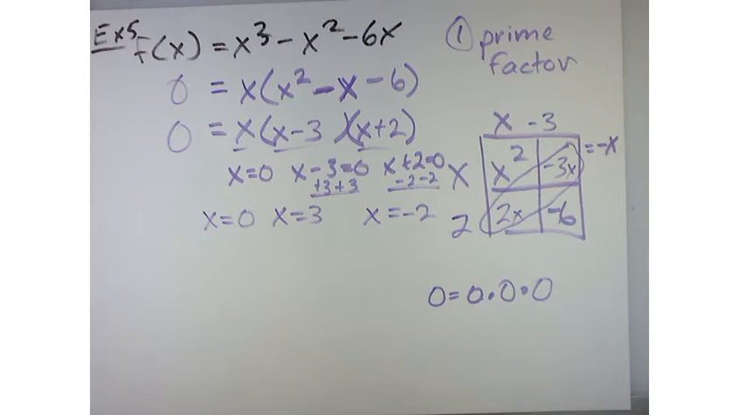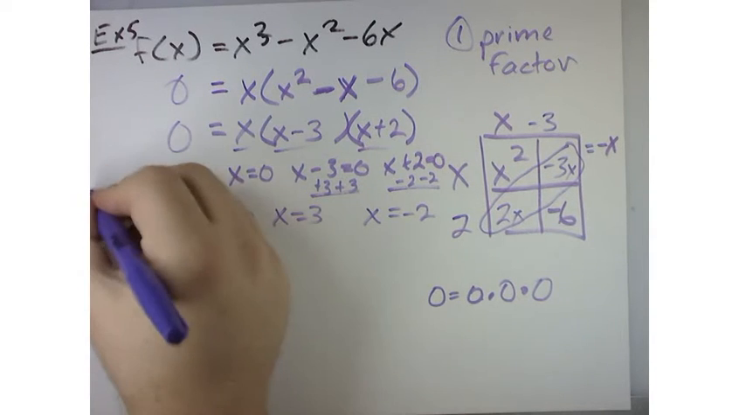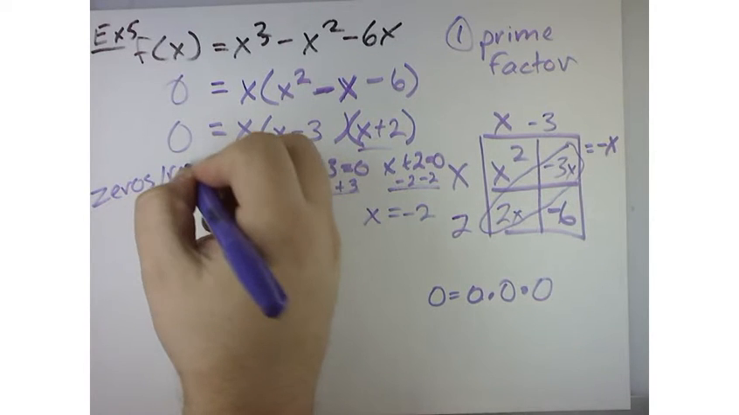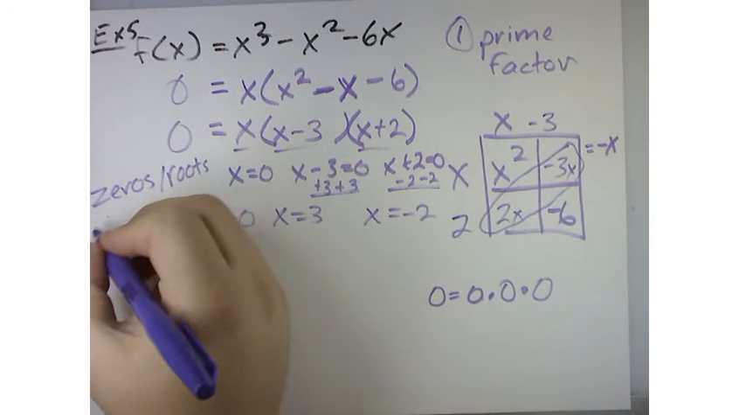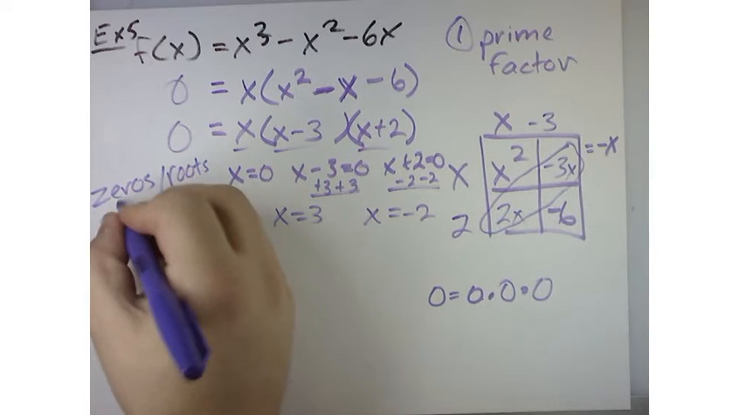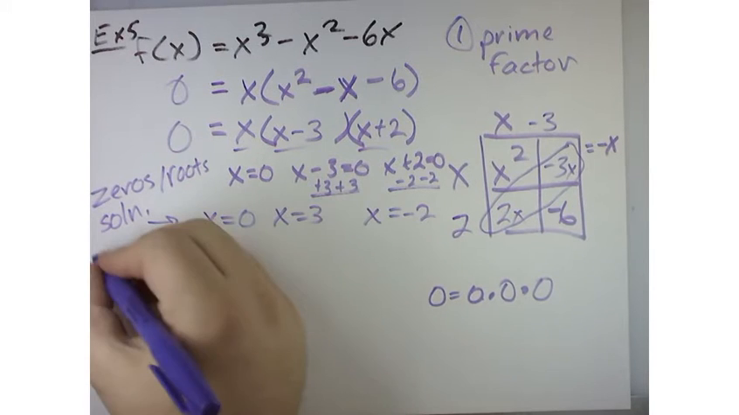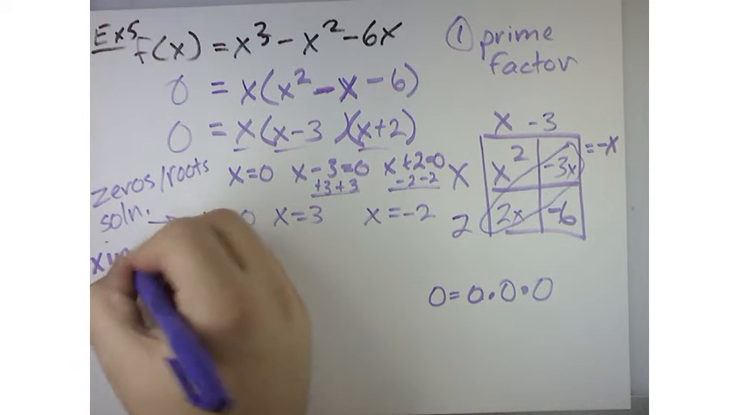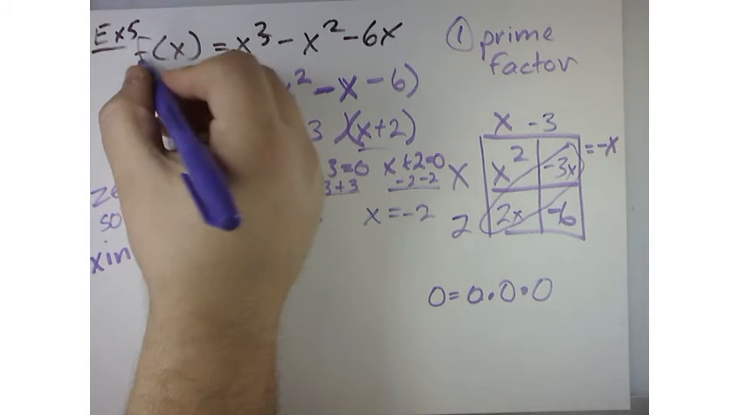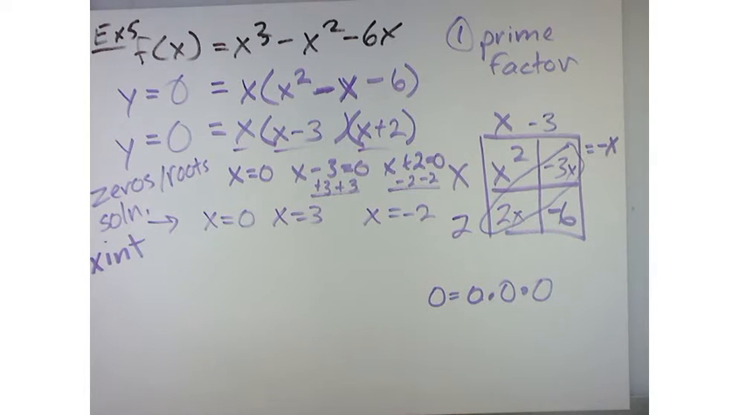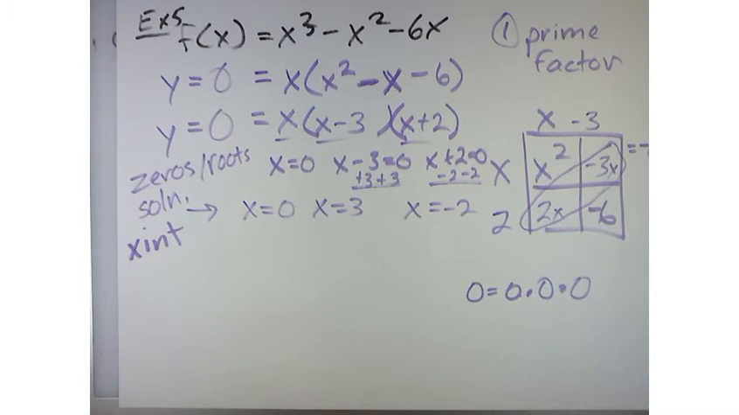Now what is that? Well, these are what we call the zeros. Sometimes we call those the roots. Sometimes we call those the solution. But really, graphically speaking, they're just the x-intercepts. Why? Because isn't f of x the same as y? So we're looking for what values will make the y coordinate equal to 0.